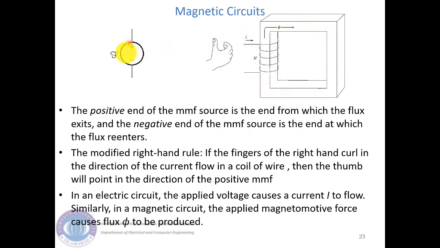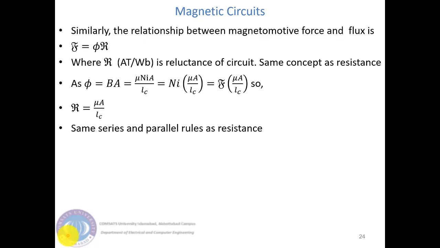And if you want to make the equivalent circuit, we can find out how to put plus and minus on this magnetomotive force. Similarly, the relationship between magnetomotive force and flux is that the magnetomotive force is equal to phi times the reluctance. Reluctance is ampere turns per Weber, and we know that phi is equal to BA. If we make some arrangements so that Ni is separate, we get mu A over LC. So Ni is defined as the magnetomotive force, and reluctance will then be defined as mu A over LC.